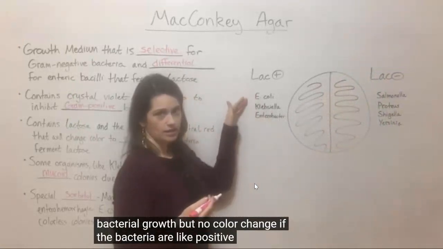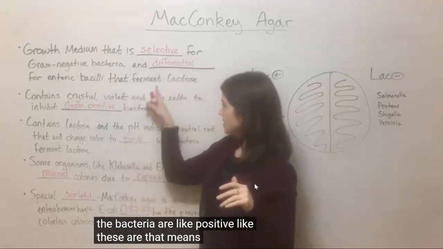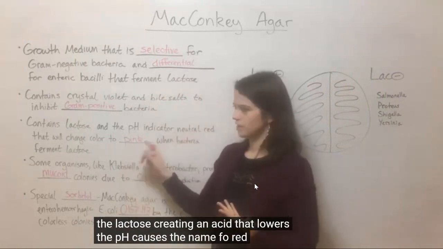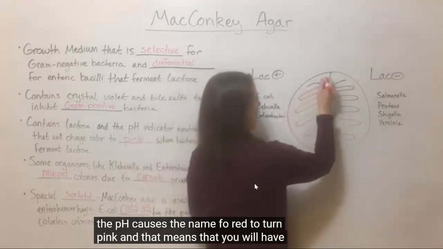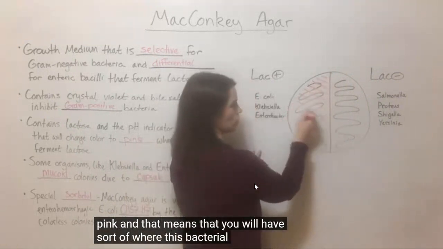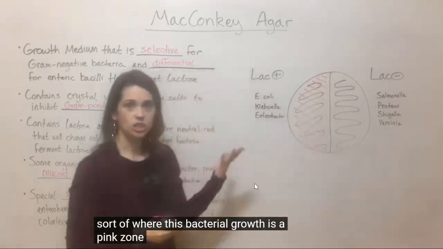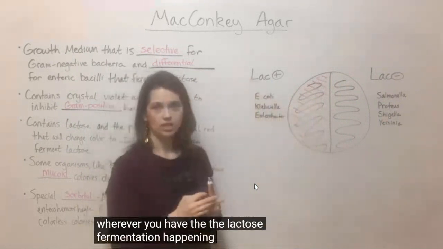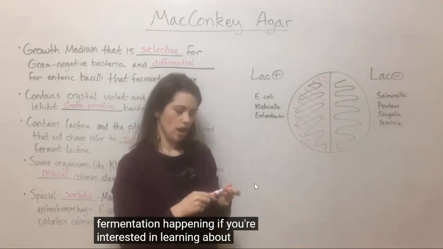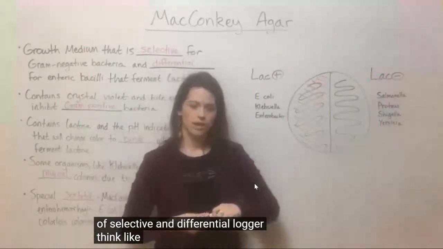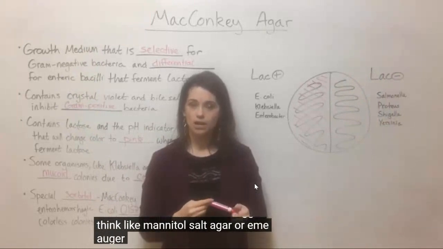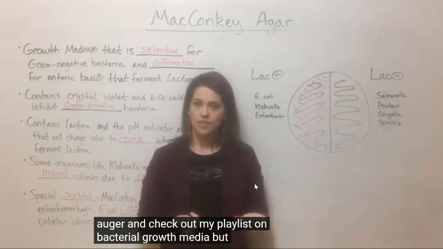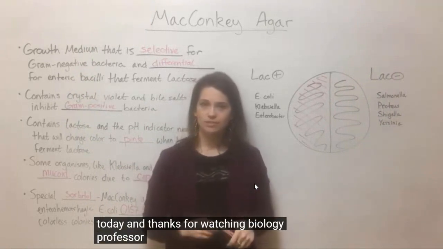If the bacteria are lactose-positive, like these are, then they can ferment the lactose, creating an acid, which lowers the pH and causes the neutral red to turn pink. That means that where this bacterial growth is, you will have a pink zone. So the plate will turn pink wherever you have the lactose fermentation happening. If you're interested in learning about other kinds of selective and differential agar, think mannitol salt agar or EMB agar, and check out my playlist on bacterial growth media. But that's it for today, and thanks for watching Biology Professor.